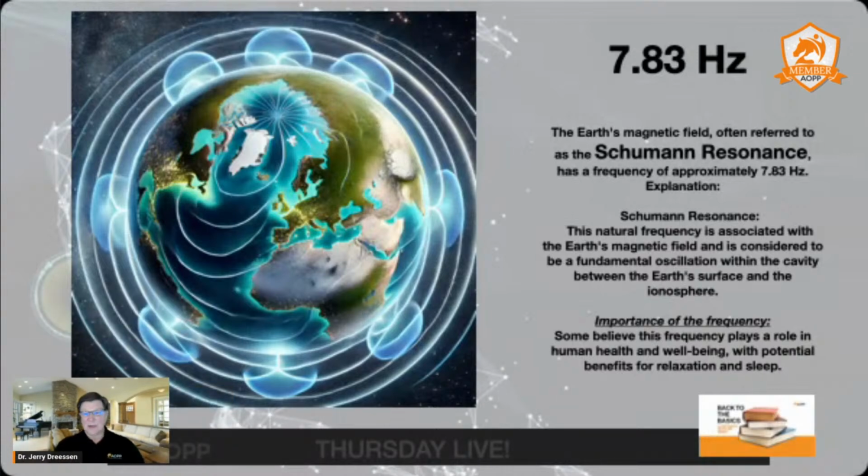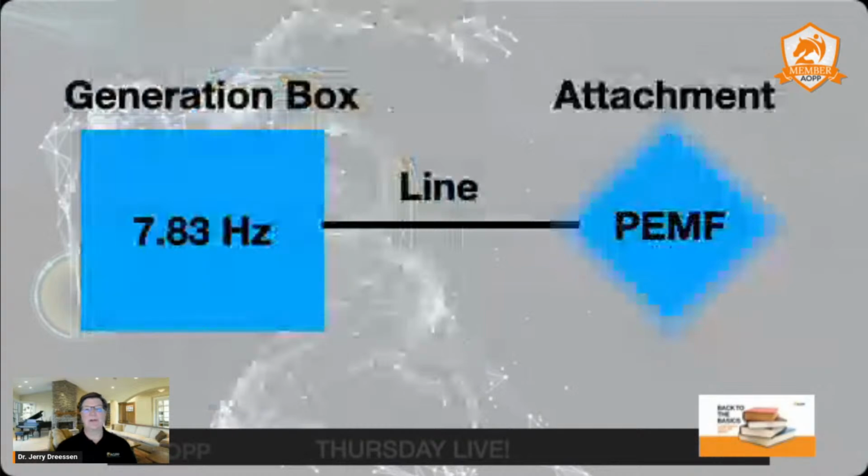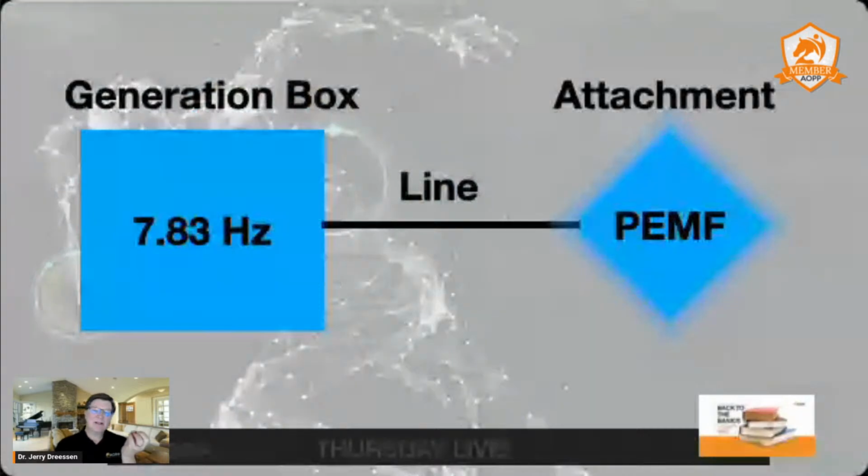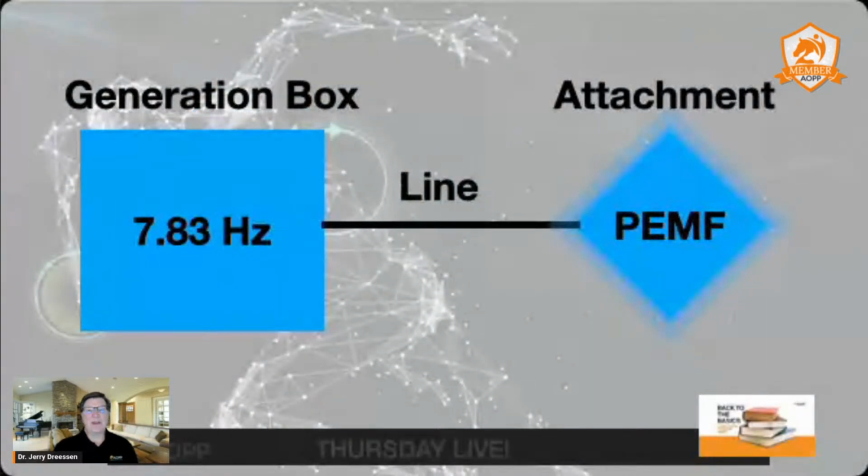As we move forward here, we talked a little bit about Schumann resonance. So how does this whole thing work with PEMF? Well, in a very simple layout, there is a generation box that generates the 7.83 hertz, puts it down some sort of a line into some sort of an attachment where the PEMF is distributed.